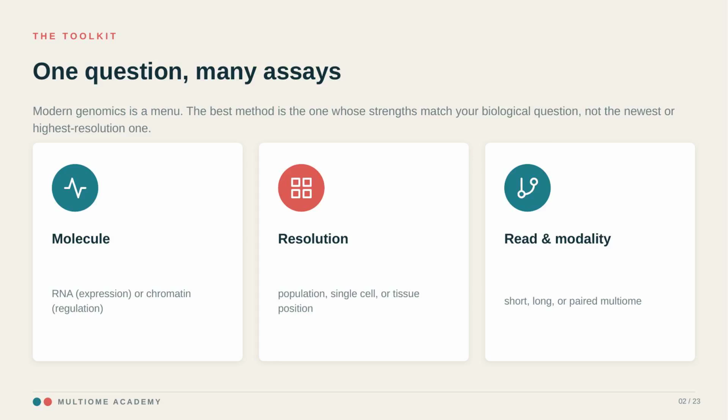Modern genomics is really a menu of assays, and it's easy to reach for whatever is newest or highest resolution. But the best method is the one whose strengths fit your question. 3 axes organize the choices. Which molecule you measure, RNA or chromatin, at what resolution, a population, a single cell, or a position in tissue, and what read length or extra modality you add.